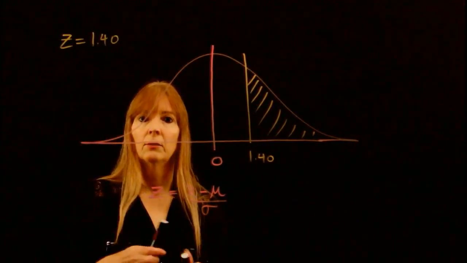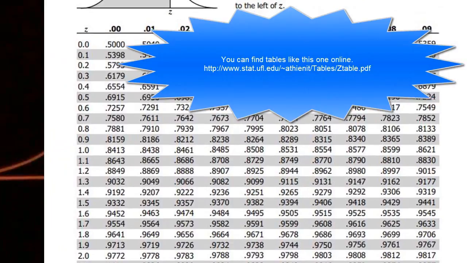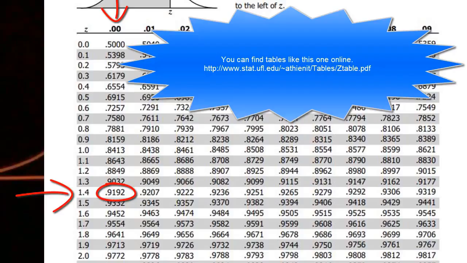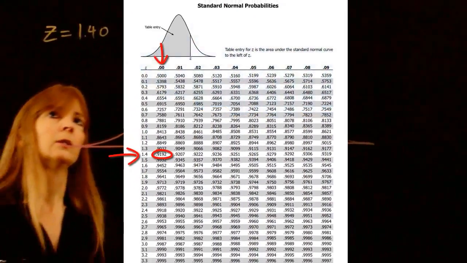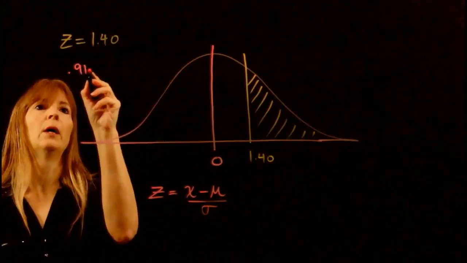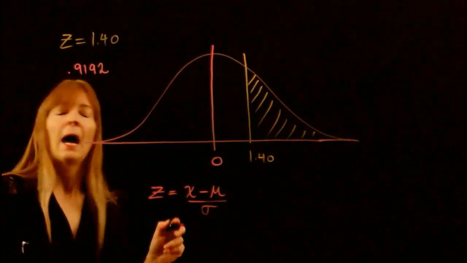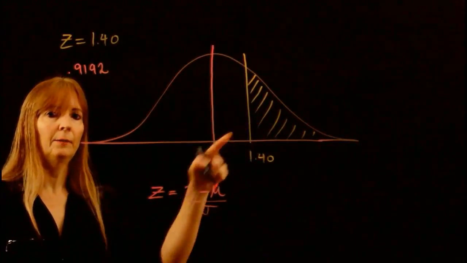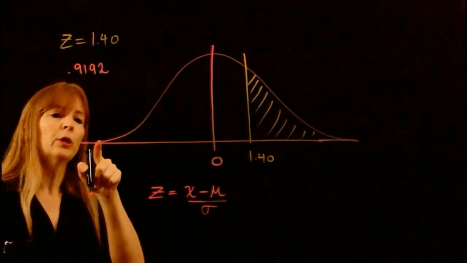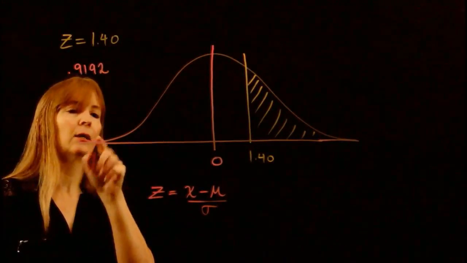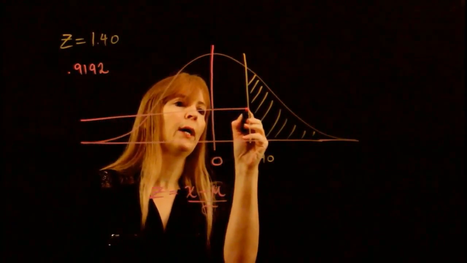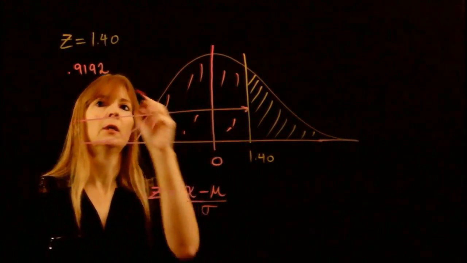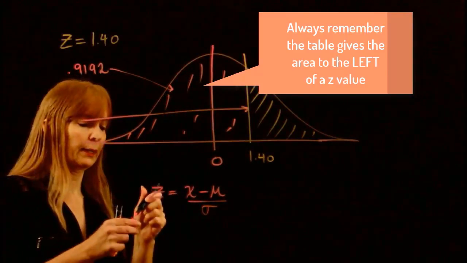So how in the world do I find that? Well, I get my nice little z-table. I pick it up and I look at 1.40 and I get 0.9192. However, you have to be careful. What is that value? Is it that area? No. When you look up in the table, it starts at the tail and goes all the way to this value. So that's really this area here. So that area is the 0.9192.